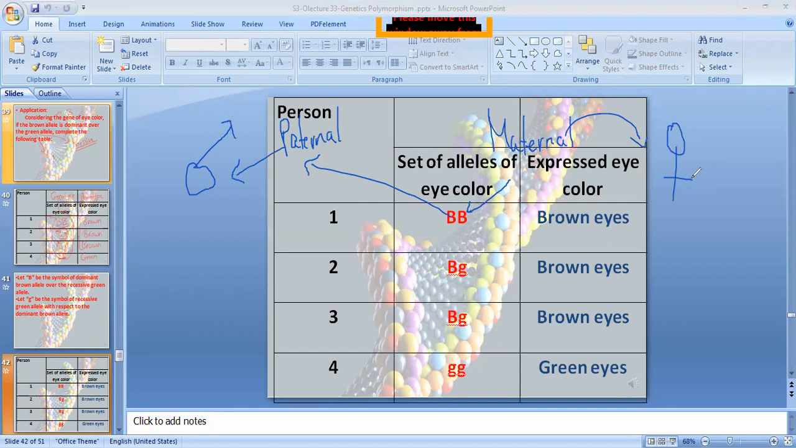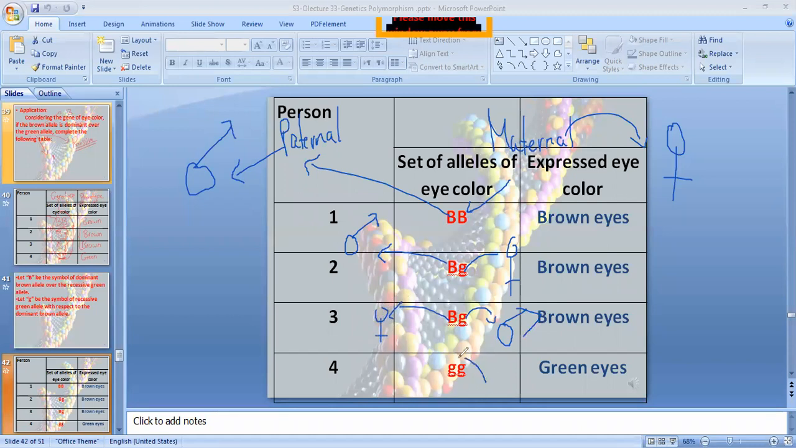So we talk about the paternal and maternal. This is homozygous. BG is heterozygous, with one from paternal origin and the other from maternal. So B here is from paternal, from the father, and here it's from maternal, from the mother. And the third person is the opposite. Here it's from the male, paternal, and this one is from the female, maternal.